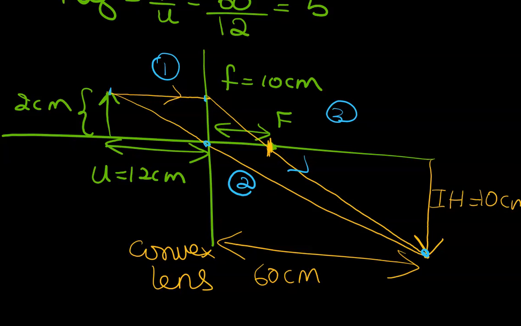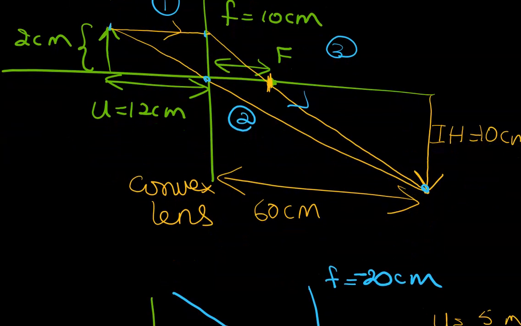Now the distance, I did find it to be 60 centimeters, and I constructed my inverted image, which is represented by this arrow, and the height, IH, image height, is found to be 10 centimeters.